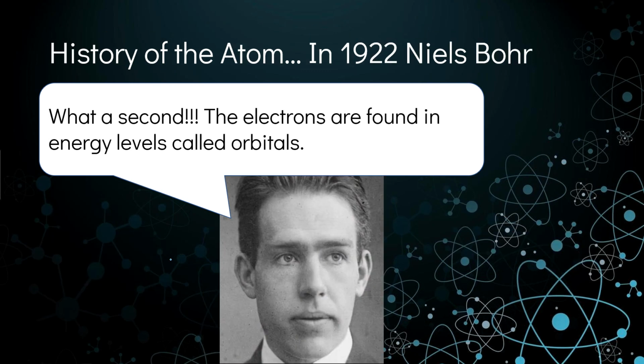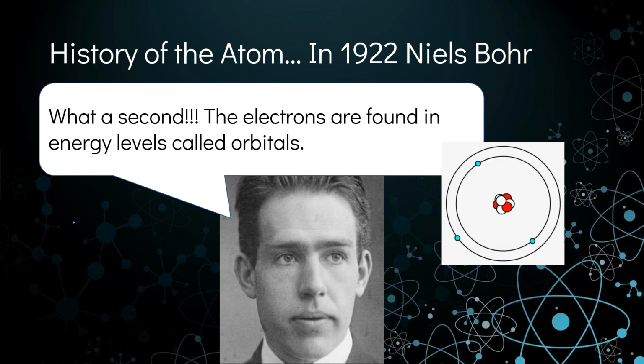All right, in 1922, Niels Bohr put the brakes on there, and he was like, okay, you are sort of right. Yeah, there are electrons, they're outside the nucleus. However, my friends, they're in something called orbitals. Just like the planets orbit our sun in an orbit, our electrons orbit the nucleus in something called an orbital. It's kind of like the home for the electron.